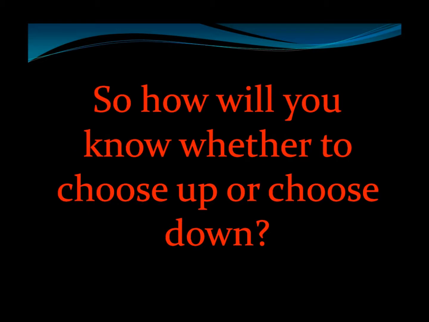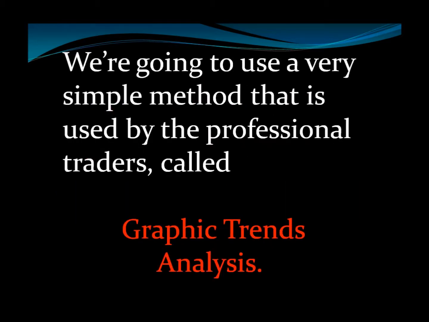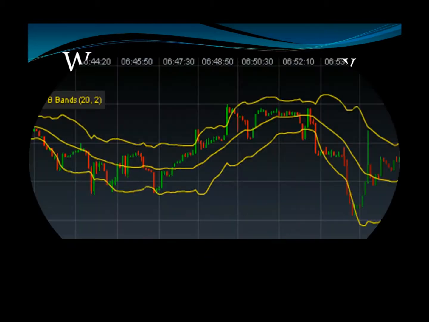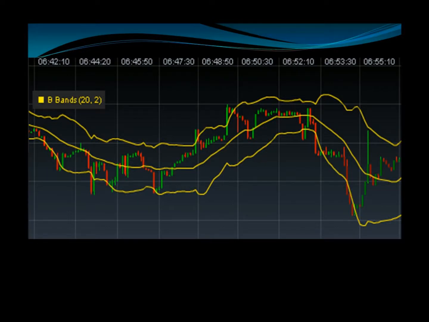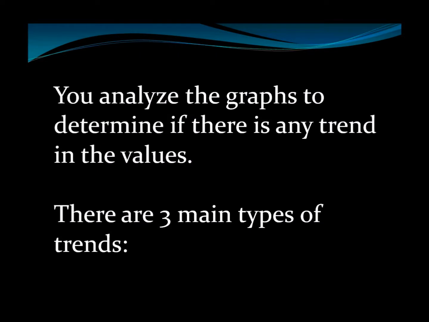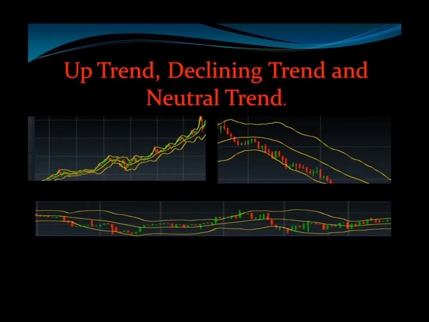So how will you know whether to choose up or choose down? We are going to use a very simple method that is used by professional traders called graphic trends analysis. You analyze the graphs to determine if there is any trend in the values. There are 3 main types of trends: an uptrend, declining trend, and a neutral trend.